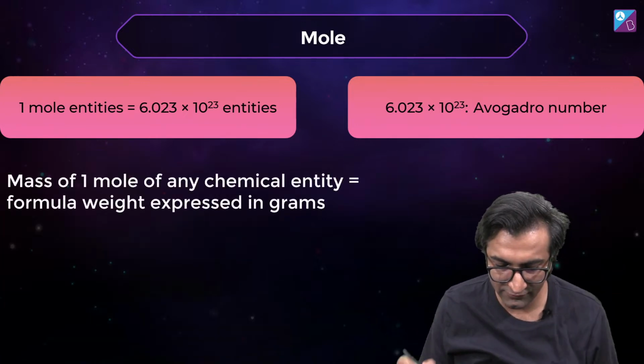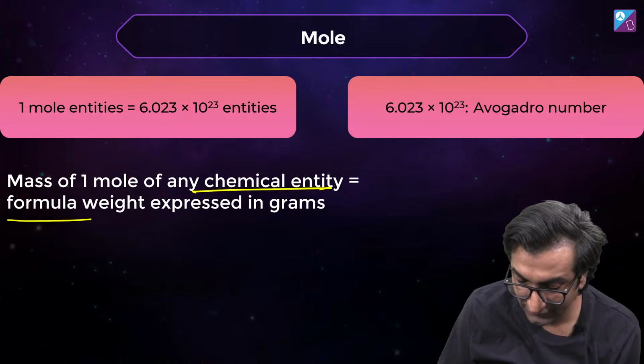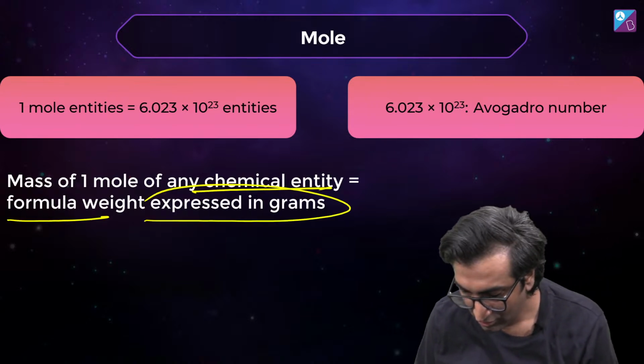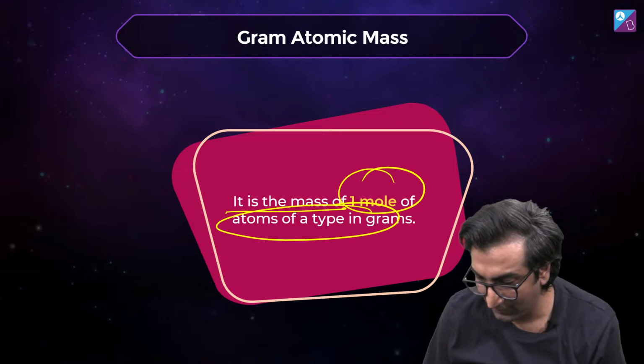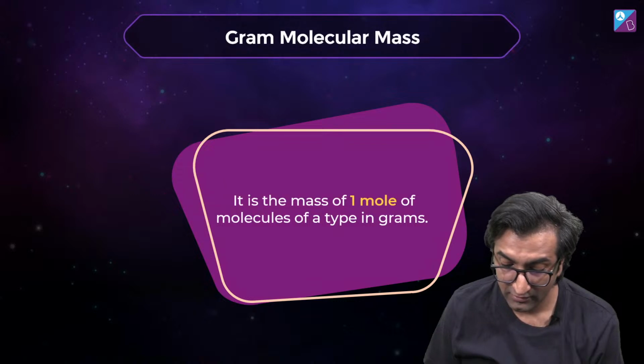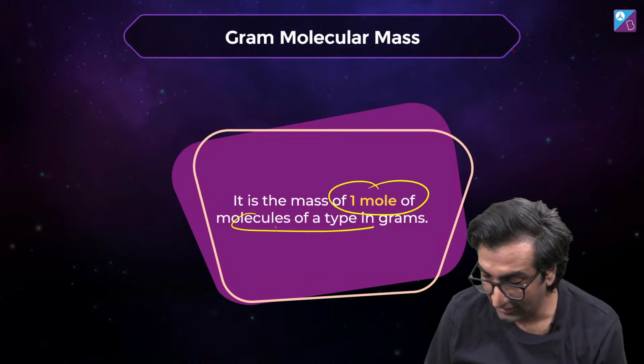So now, what is mass of 1 mole of any chemical entity? It is the formula mass expressed in grams. So, gram atomic mass is the mass of 1 mole of atoms of any type in grams. Gram molecular mass is the mass of 1 mole of molecules in grams.